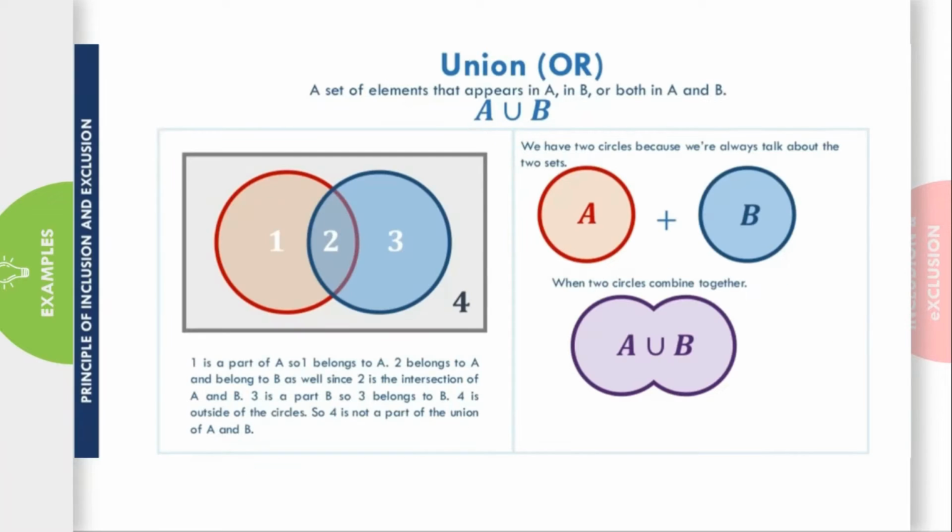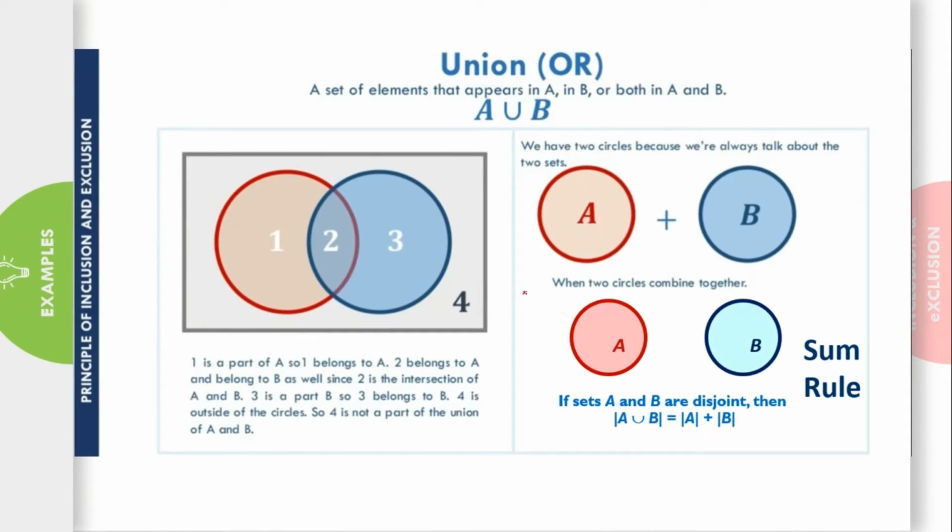Then what is union? Union is the inclusion of all the elements which may be present in set A, set B, or present inside both sets. That is your union. But think, what if your two sets are apart from each other? In that case, the union will be these two sets. If the two sets are disjoint, then the union will be A plus B.